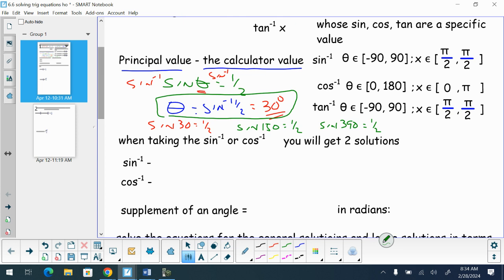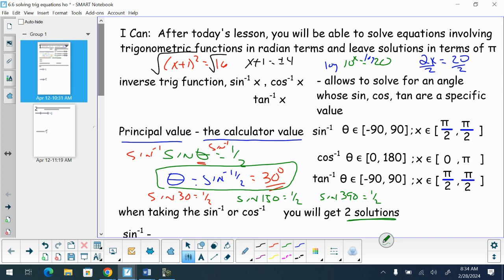Well, when taking the inverse sine and inverse cosine, you can come up with 2 solutions. Just like when we had x plus 1 quantity squared is equal to 16, we could take the square root of both sides and get 2 solutions. x plus 1 could equal positive 4, or x plus 1 could equal negative 4. So that gives us x equals 3, x equals negative 5.